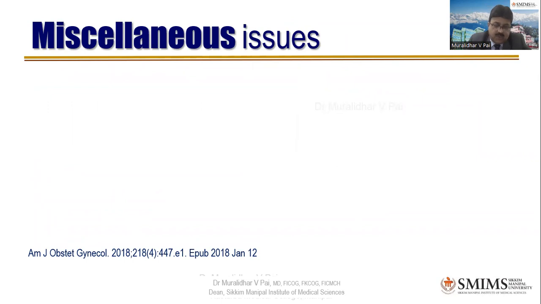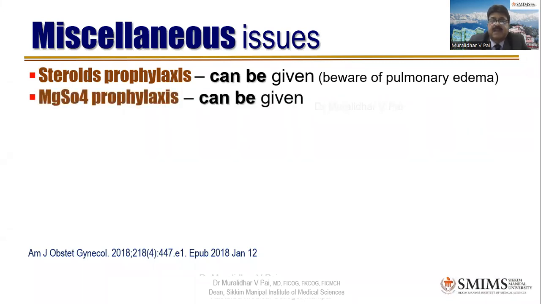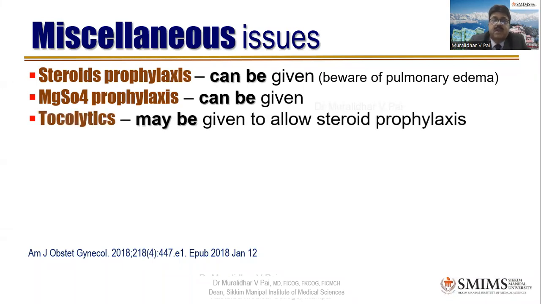So having dealt with all the problems of monochorionic twins, now I come to the miscellaneous issues in this. Whether to give steroid prophylaxis or not. Yes, it should be given, but beware of pulmonary edema. Magnesium sulfate prophylaxis, if we are trying to deliver them before 32 weeks. Yes, it can be given for neuroprotection. Tocolytics, yes, may be given to allow steroid prophylaxis only, not for a long term.